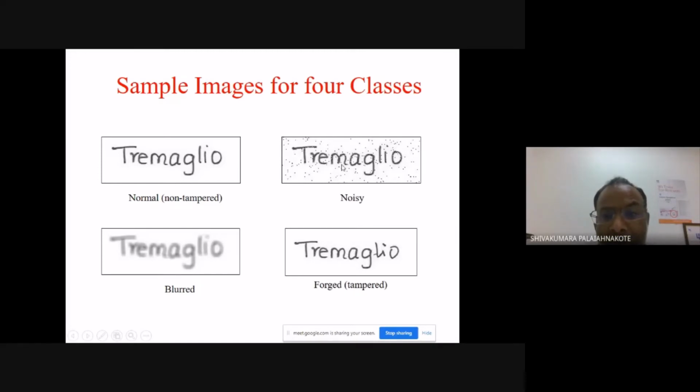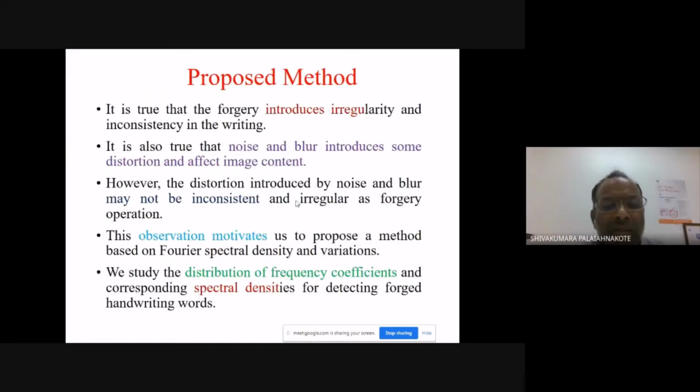Now you look at some noises here, some distortions here, some distortions due to blur. How can you differentiate this distortion from these two distortions? That is the point here. That is an interesting point. That is a challenge here.